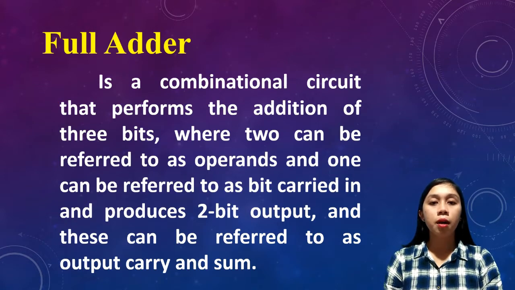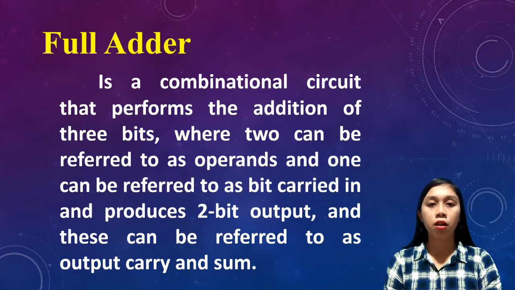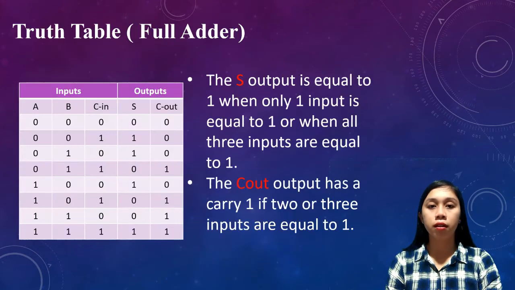Since we are done discussing about the half-adder circuit, let's now have the full adder circuit. So what is a full adder circuit? A full adder circuit is a combinational circuit that performs the addition of 3 bits, where 2 can be referred to as operands and 1 can be referred to as bit carried in, and produces 2-bit output. And this can be referred to as output, carry, and sum. And compared to the half-adder circuit, full adder circuit is difficult to implement.